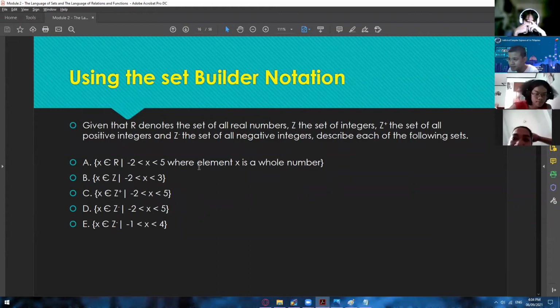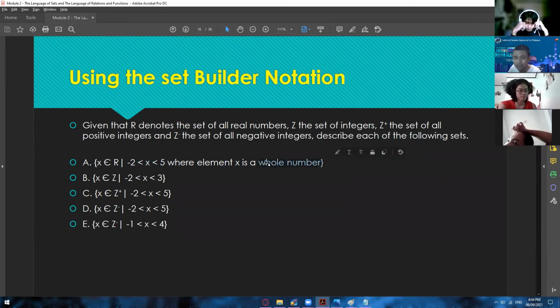Here the element X is just a whole number. I actually added this because if we are going to talk about real numbers, you can start with -1.9, -1.8, -1.7 until 1.1, and we don't want a super long result. So I limited the numbers to whole numbers only, so that we can have a result of 1 to 4.